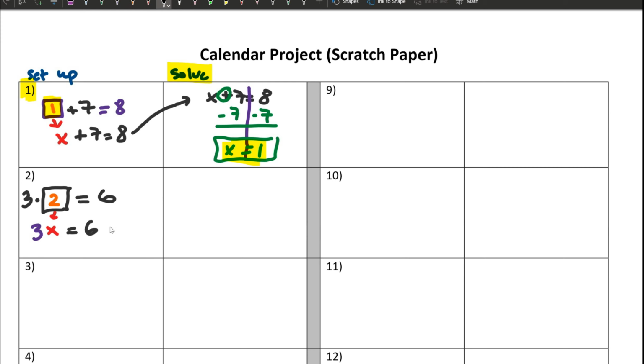Okay. That's it. And that will be your equation over here. 3x equal to 6. Then we'll solve for x. Oh, that's pretty big.